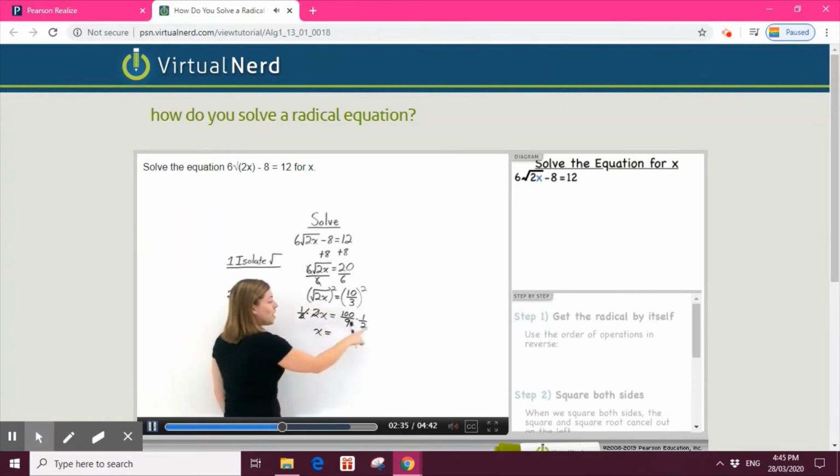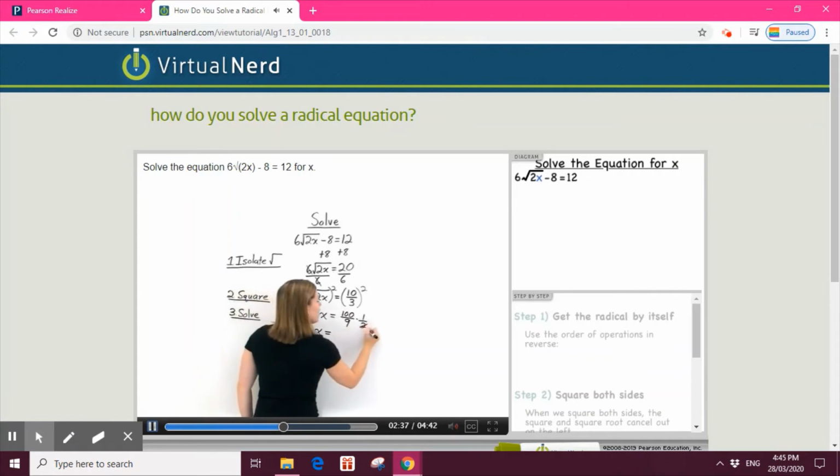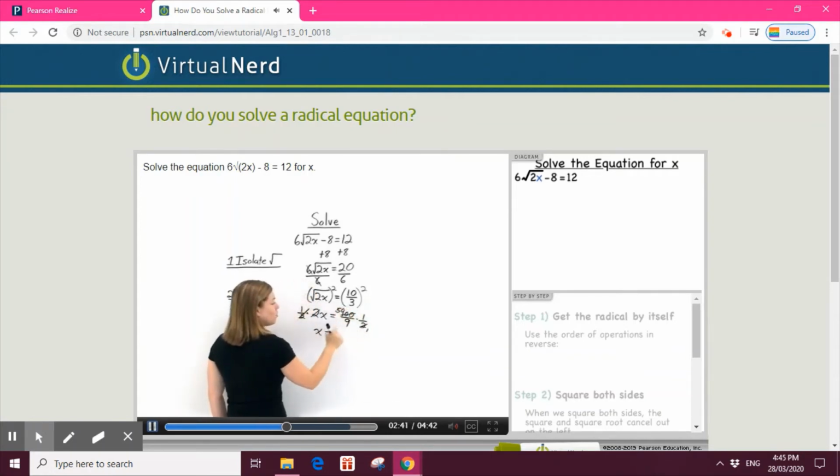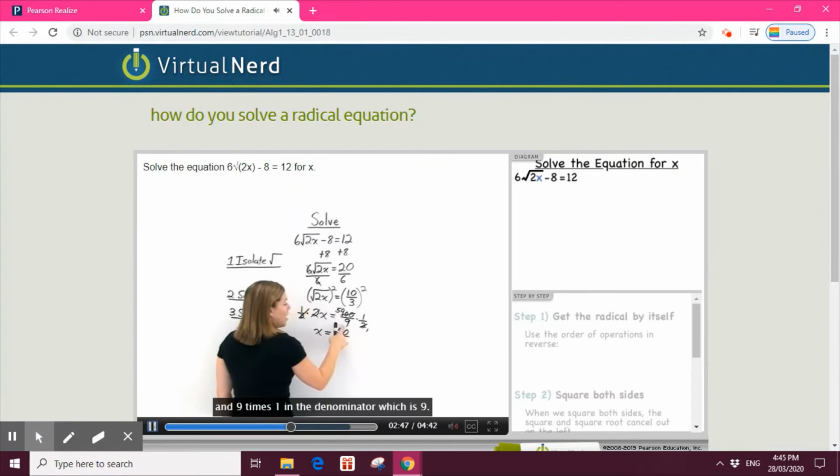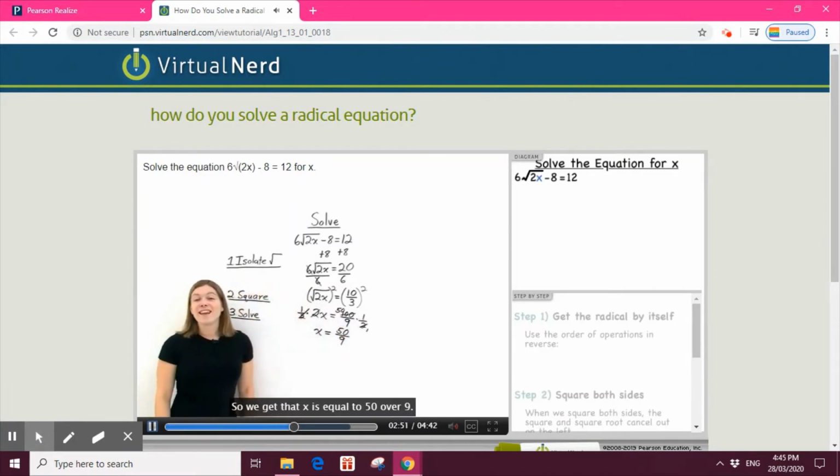On the right, we can simplify. Here, 2 goes into 100 50 times. So 2 becomes 1 and 100 becomes 50. So we have 50 times 1 in the numerator, which is 50, and 9 times 1 in the denominator, which is 9. So we get that x is equal to 50 over 9.